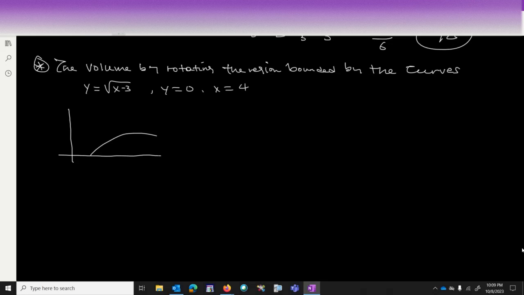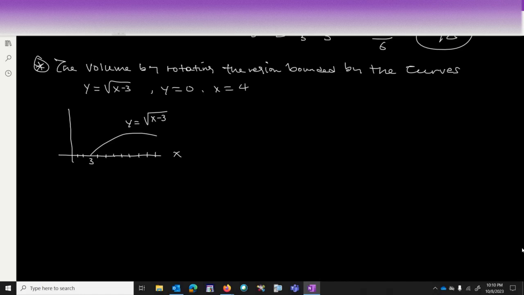So x minus 3 means the origin is 0, so 1, 2, 3, this one is 3. Then 4 is next, 5, 6, 7, 8, 9, 10, 11, this will continue. So this is y equals the square root of x minus 3. All right, this is very important. So this is the x-axis.